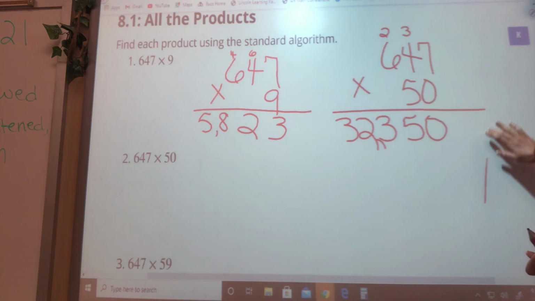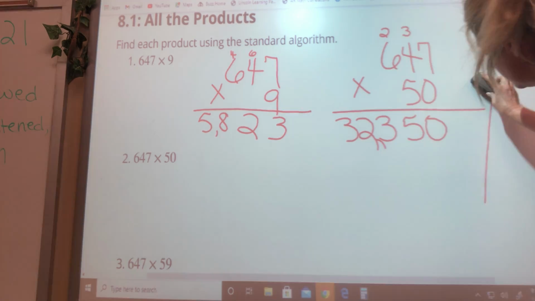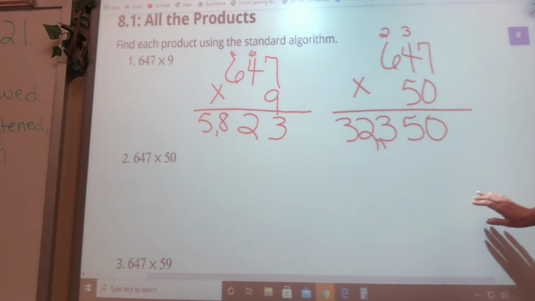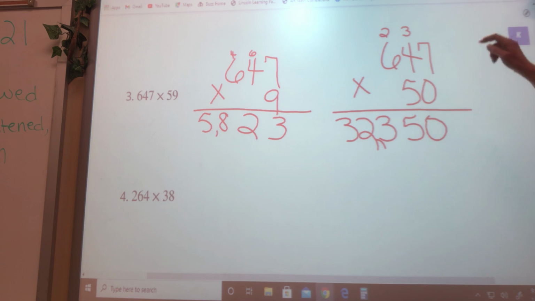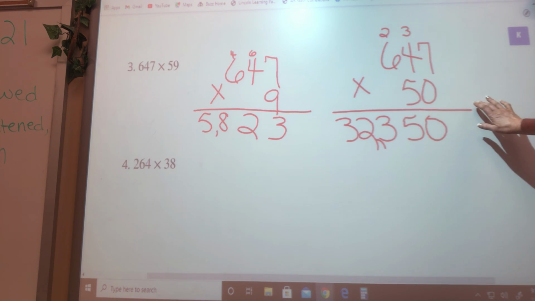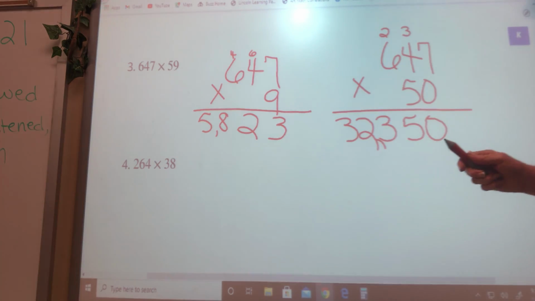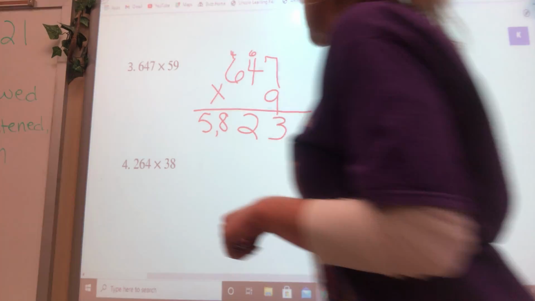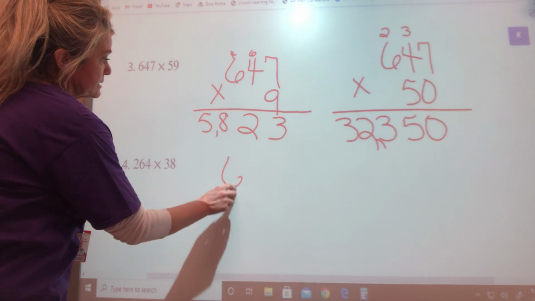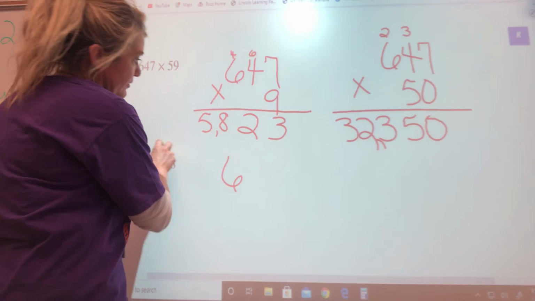Now, the third problem. Well, the third problem asks us to find the product of 647 times 59. Well, we know that we could use standard algorithm to work that out. We have 600, let me draw a divider line.